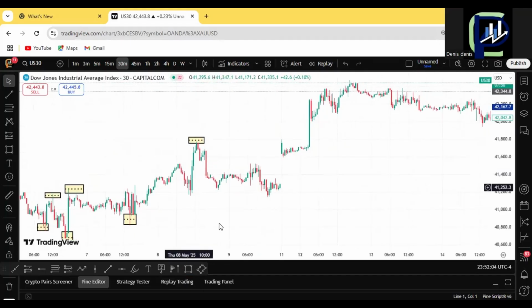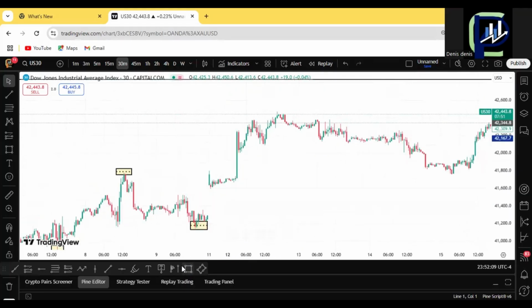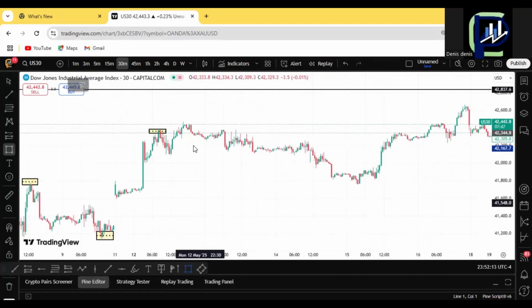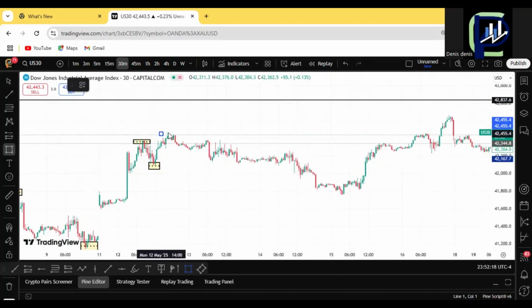There are also these small ones, but I'm going to leave those. The market reached there and turned and went up. It reached here and then turned down. When it was coming down, it reached here and then turned up. These are all swing points.